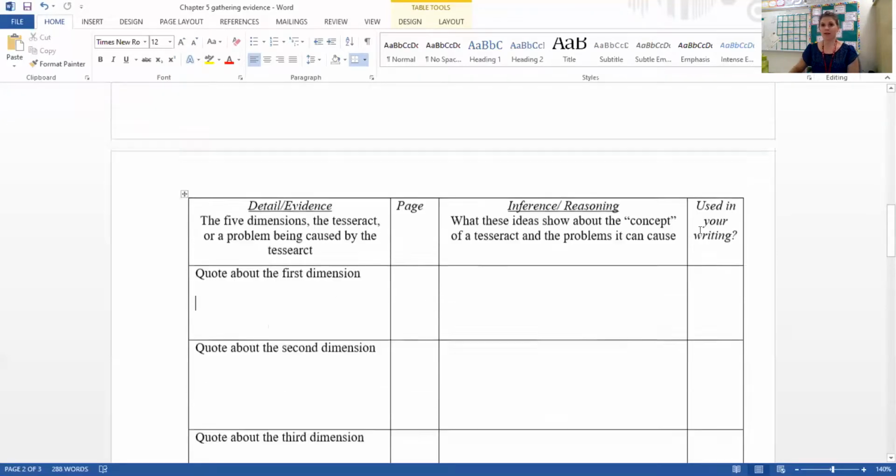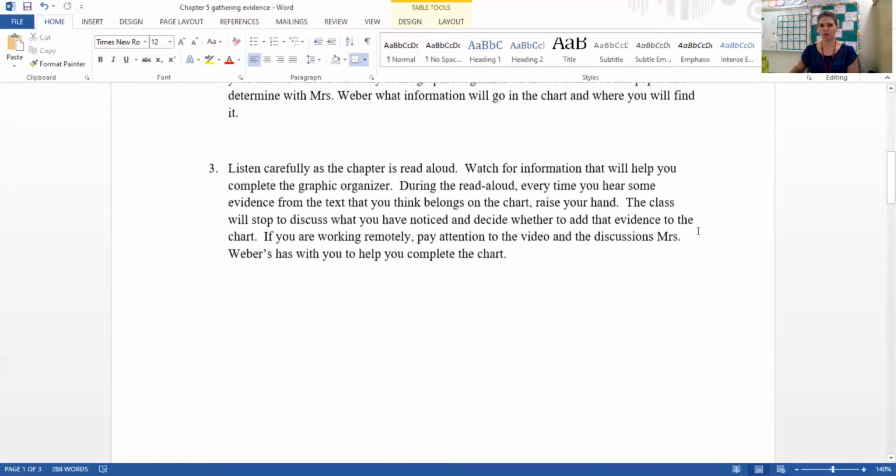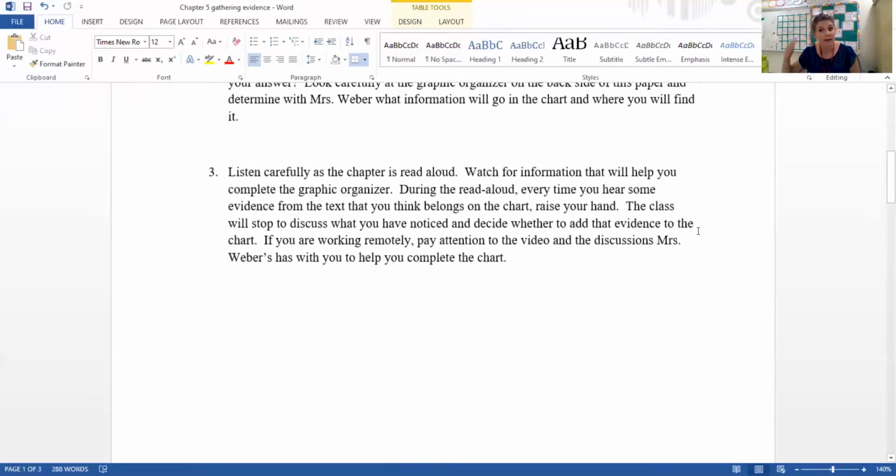All right, so there is a third step that we jumped over. That was step 2, us talking that through, making sure you understand how to fill out that worksheet. Step 3, back on the front side of your paper. Flip back over if you need to look along with me, please. Listen carefully as the chapter is read aloud. Watch for information that will help you complete the graphic organizer.